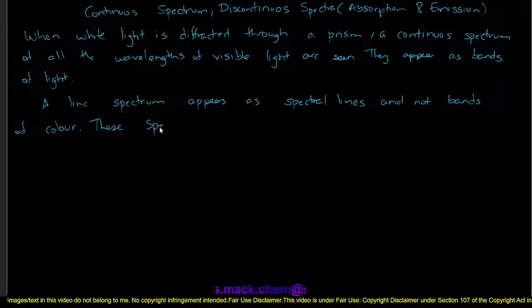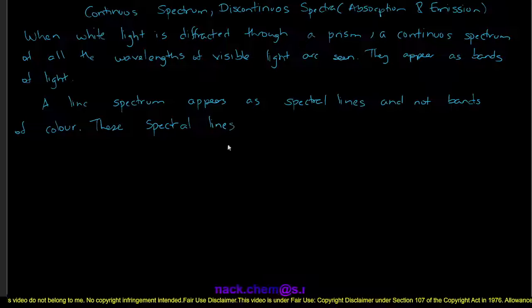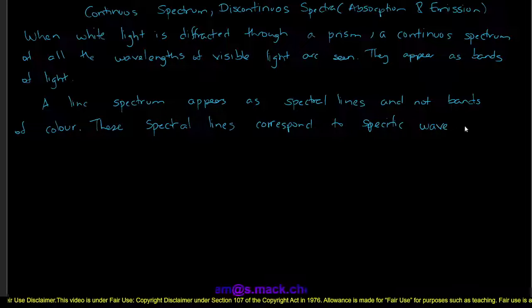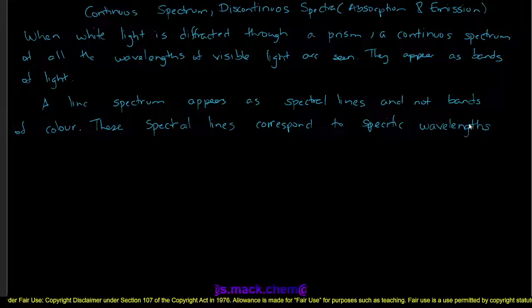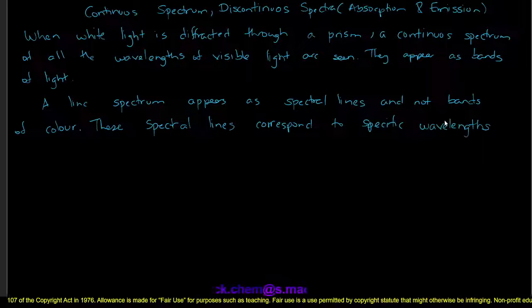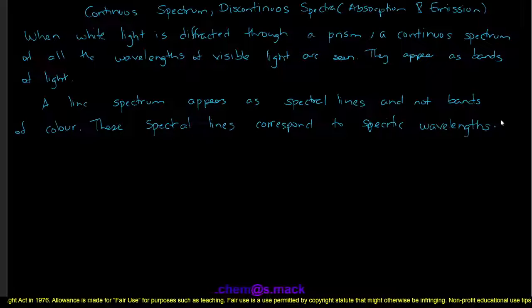These spectral lines correspond to specific wavelengths, and I'll explain what the lines represent with regards to absorption and emission spectrum. So we're saying we have spectral lines that correspond to specific wavelengths.